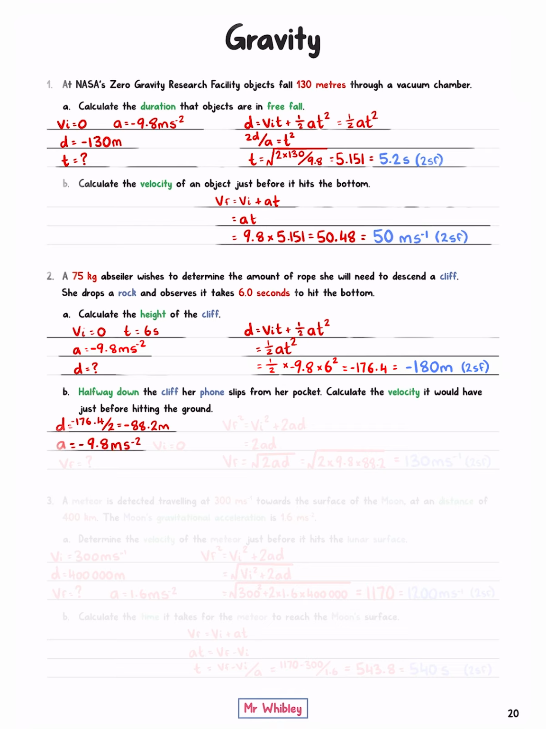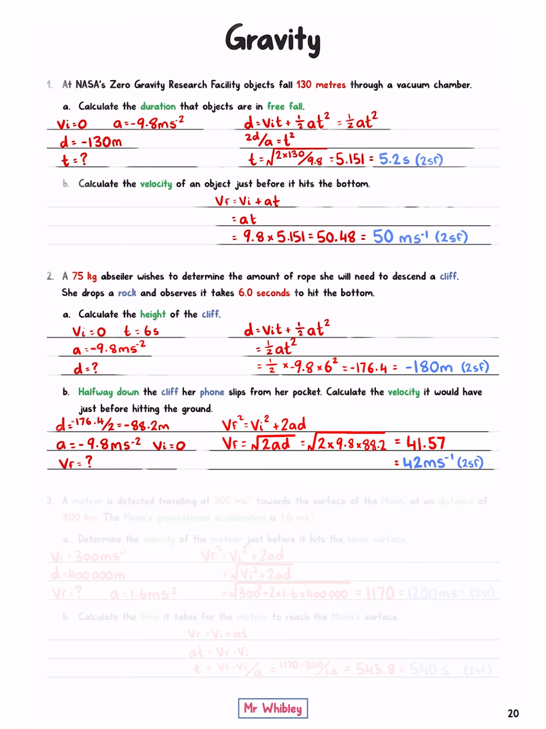The object is being dropped, so our initial velocity is 0, and we're trying to find our final velocity. The thing we don't have and don't care to find is our time, so we choose the equation without time. Vi is 0, so this becomes 2ad. Square rooting both sides to solve for our final velocity, and putting our numbers in gives us 41.57 or 42 meters per second to two significant figures.